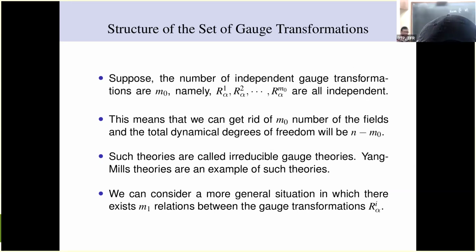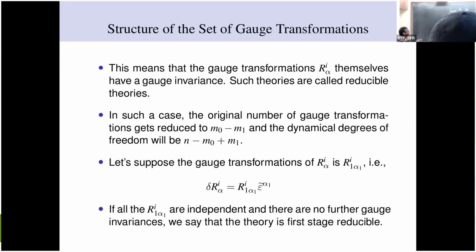Okay, I understand m naught is the number of independent ones. So these are examples of irreducible gauge theory. But we can consider a more general situation in which the Ri alpha are not independent. So there exist, say, m1 relations between them. This means that the gauge transformations Ri alpha themselves have a gauge transformation. Such theories we call reducible theories.